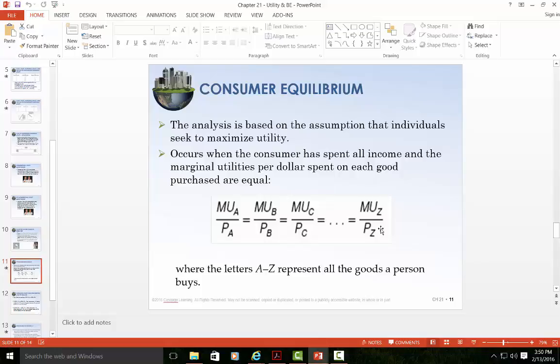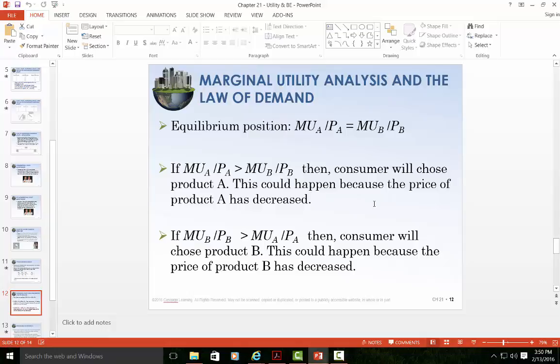Why is this important? Only insofar as you should know this for the quiz. The equilibrium position, as far as the notation goes, is where the marginal utility of A over the price of A equals the marginal utility of B over the price of B. So if you have two products, A and B, and you get the same amount of utility from A as you do from B, there's no difference. You're indifferent between A and B, and that is the equilibrium position.